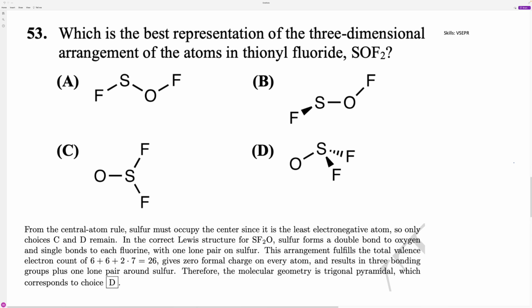Okay, let's continue with question 53. So question 53 is asking the 3D representation of SOF2.